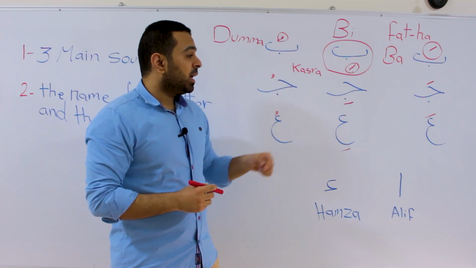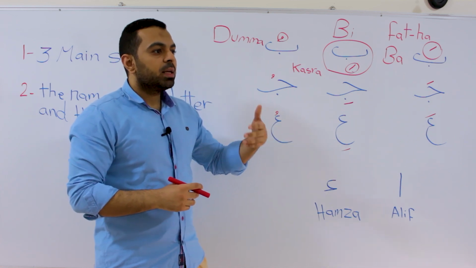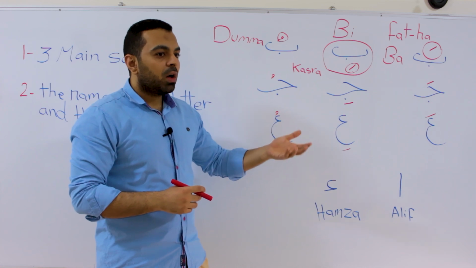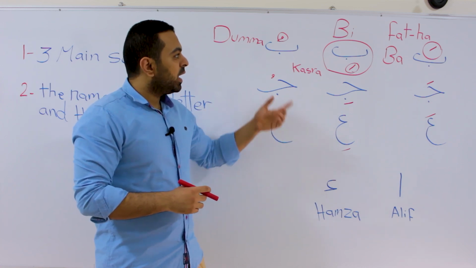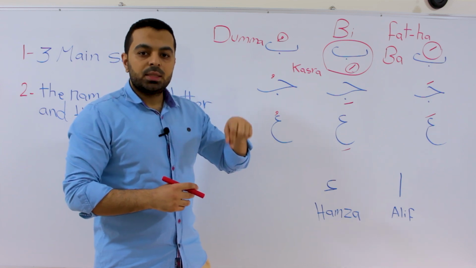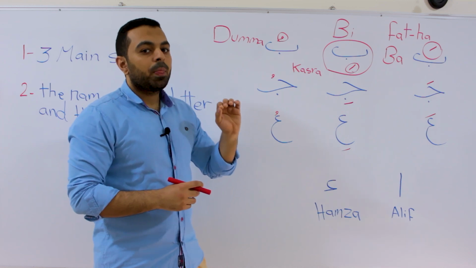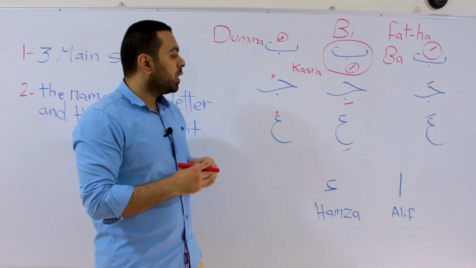If we have Fatha at the top of the letter, we have Ba, Ta, Sa, Ja, Qa, Ka. And if we have Kasra, that will be Bi, Ti, Si, Ji. And if we have Dhamma, that gives us Bu, Tu, Su, Ju, and so on.